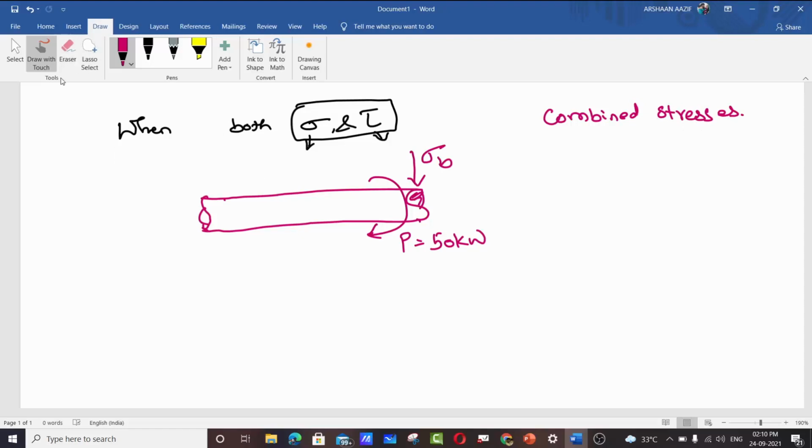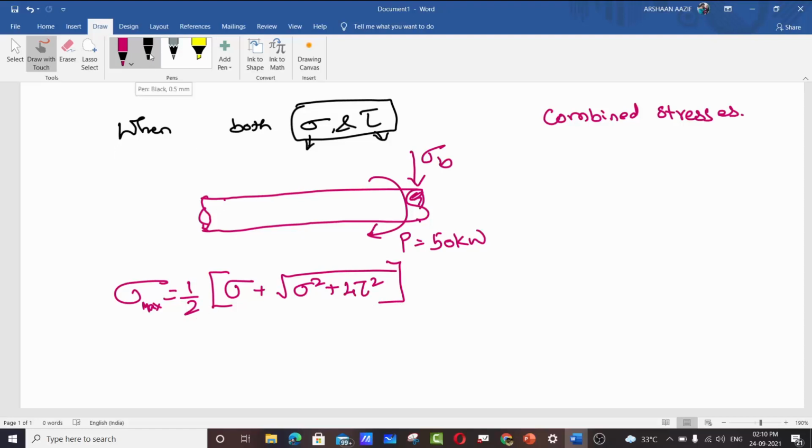Now to solve this, we will go ahead with the help of the principal stress equation. For maximum stress, we'll have sigma max and sigma minimum, but we'll only use the maximum stress. As we have discussed, if the material is safe in the maximum stress, it will be safe even for the minimum stress, which will be slightly lesser than the maximum. So sigma max is given by the formula half into sigma, that is the combined sigma that is acting, plus root of sigma square plus 4 tau square. This is the formula for maximum tensile stress or the nominal stress.